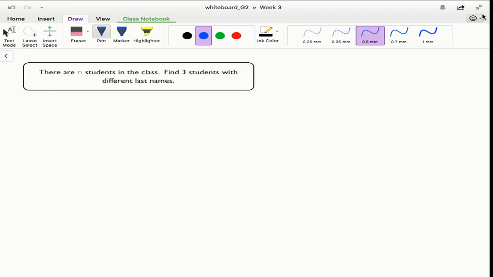Does anyone want to volunteer an algorithm? Because we can only analyze it once we have an algorithm. If we don't have one, we can't analyze what the complexity is going to be. Yes, Amanda? What I did was similar to the previous question before this.